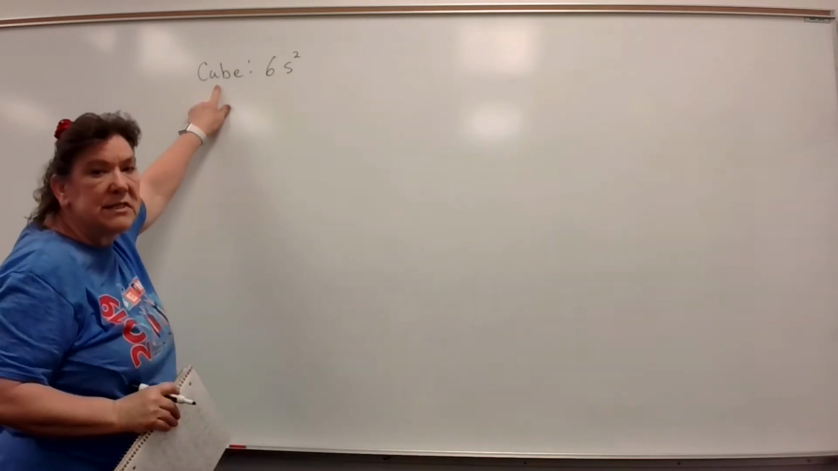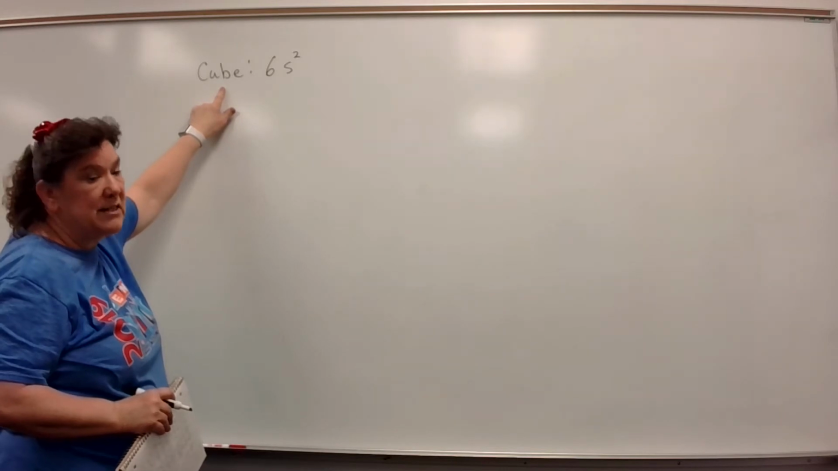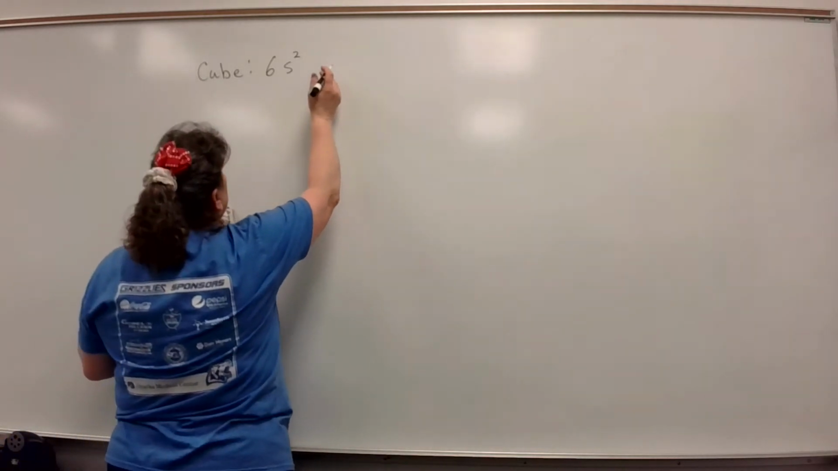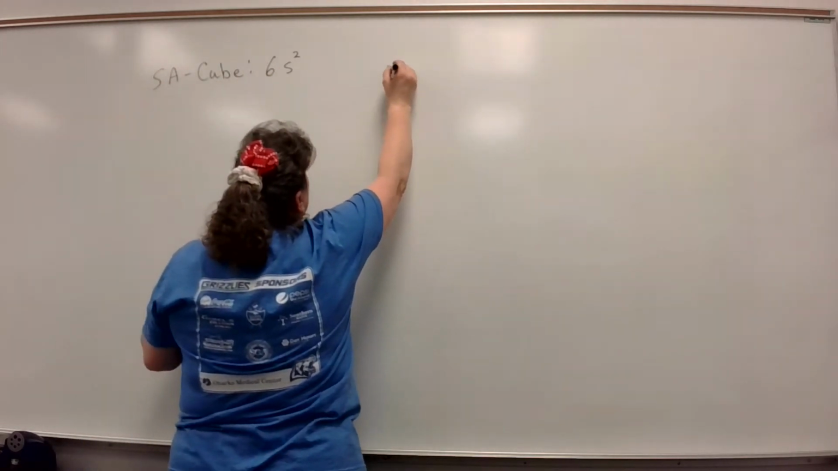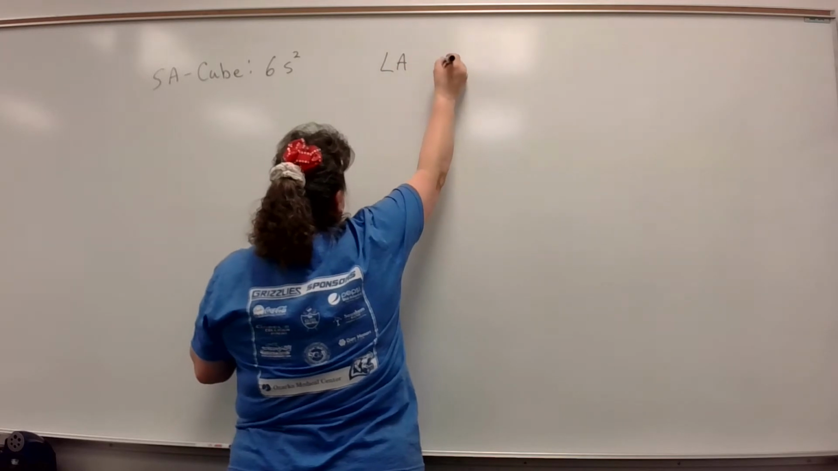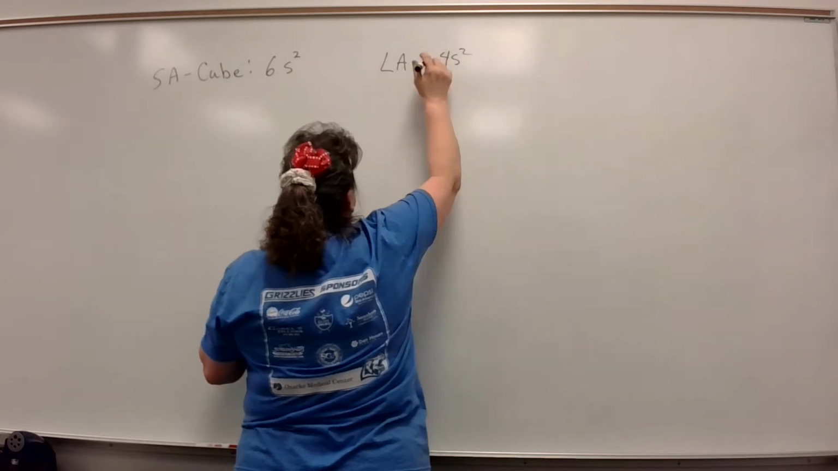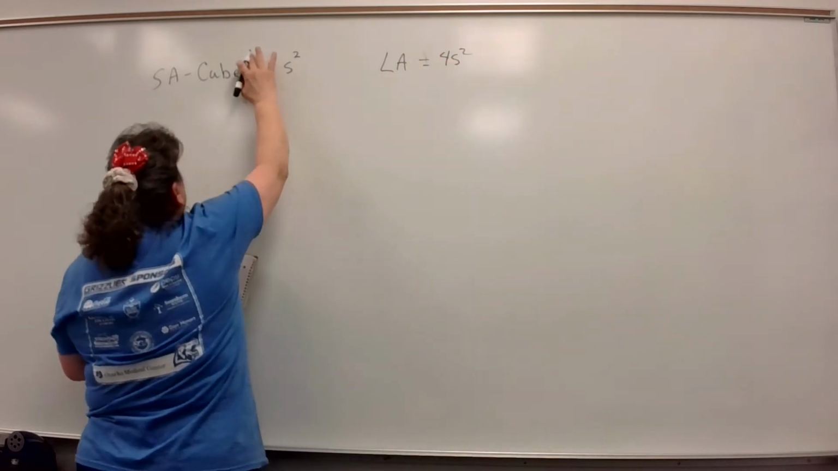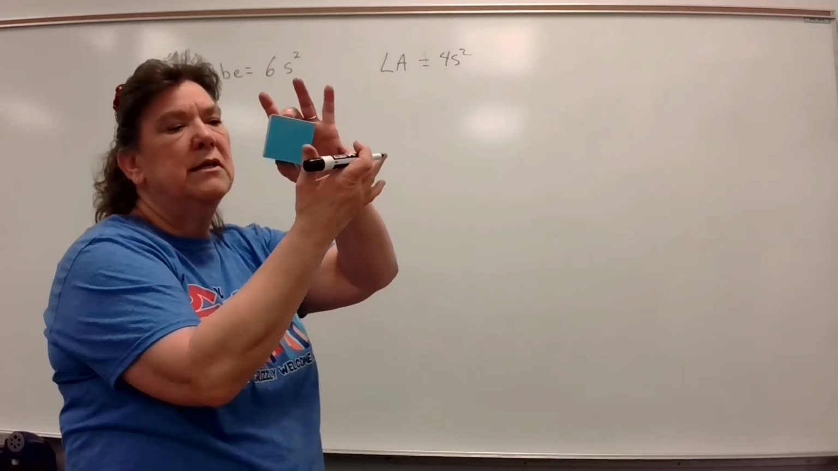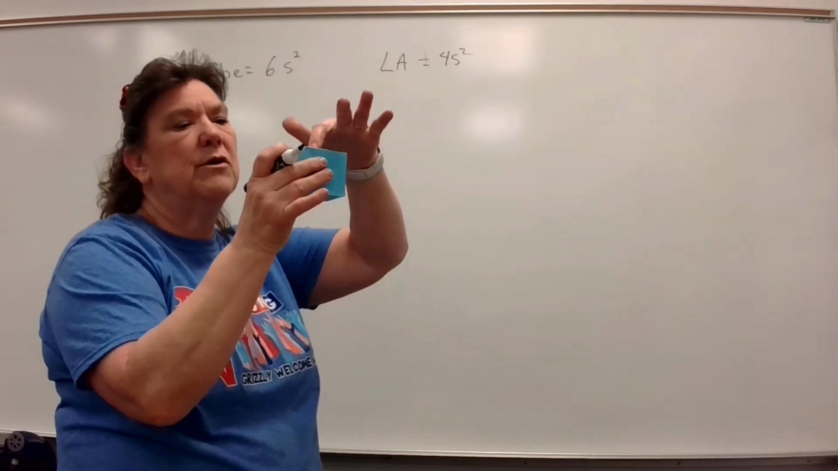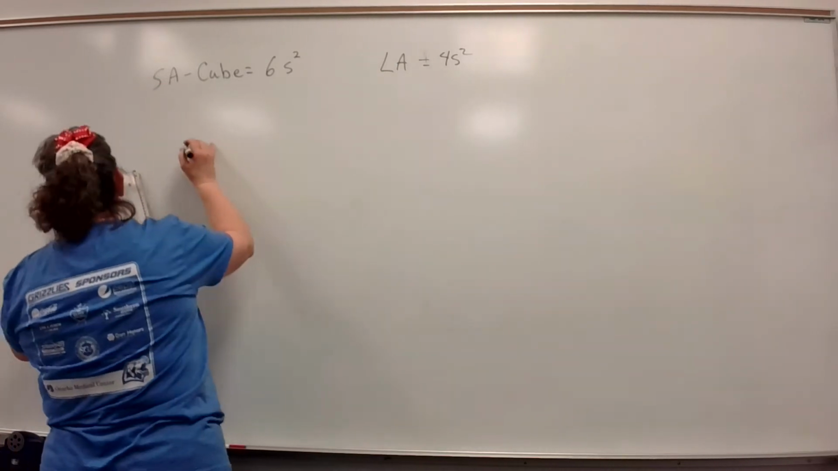And remember, the cube is the same thing as a hexahedron. So I told you that you would be able to do the surface area of a hexahedron. So your surface area of a cube is 6s squared. The lateral area of the cube is equal to 4s squared, because there's only 4 sides on that one. Remember, your lateral is without the bases, so there's only 4 faces, whereas the whole surface area is 6 of them. Okay, let's look at a sphere.